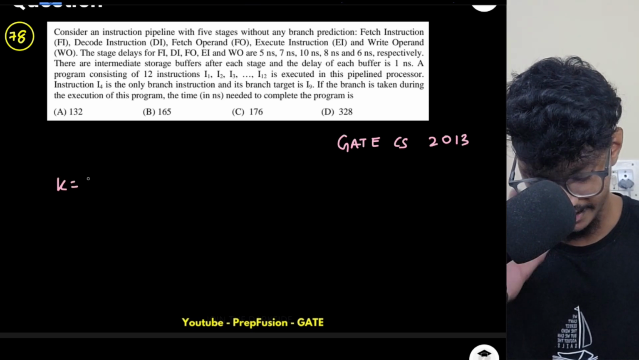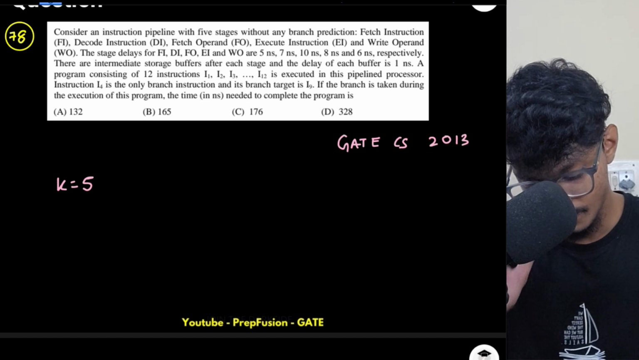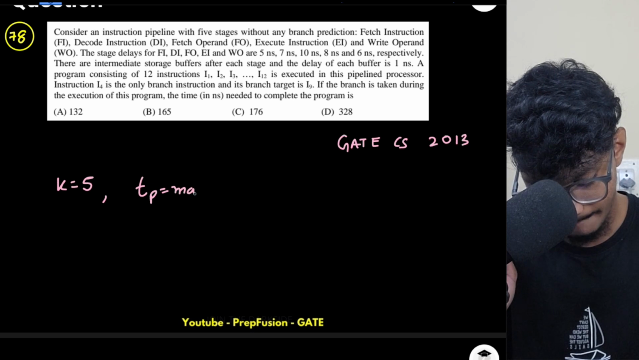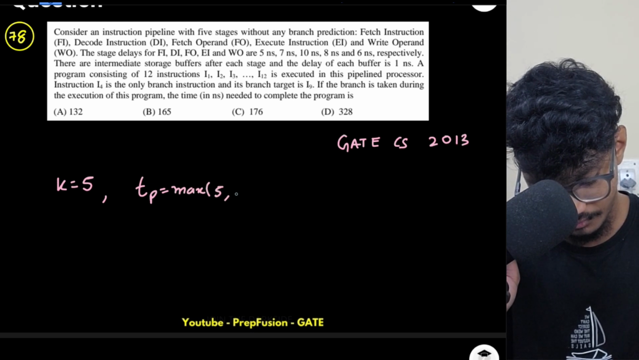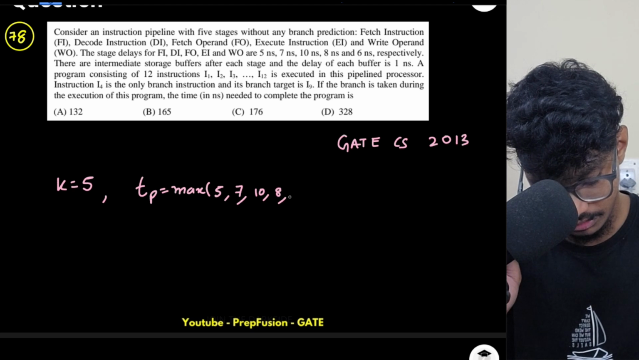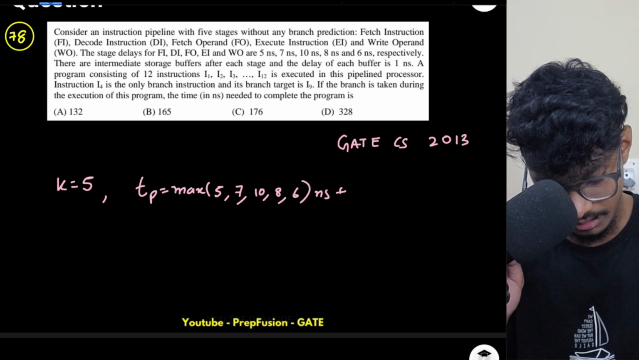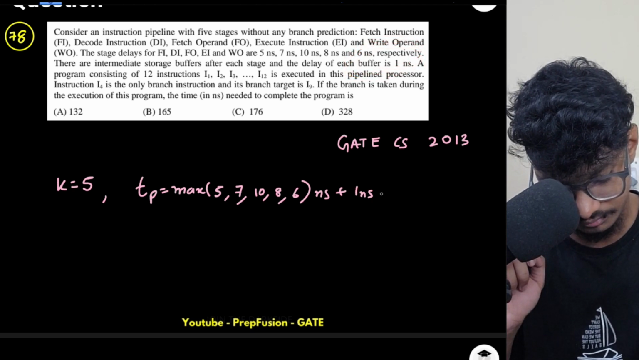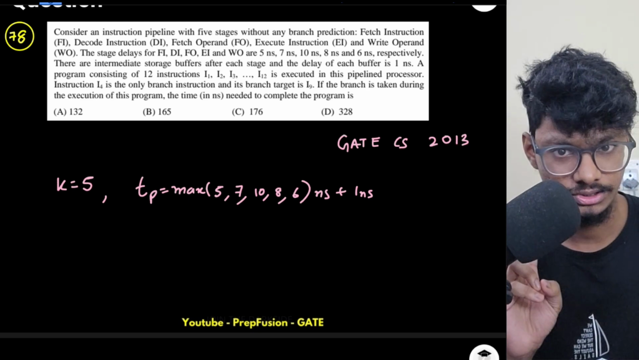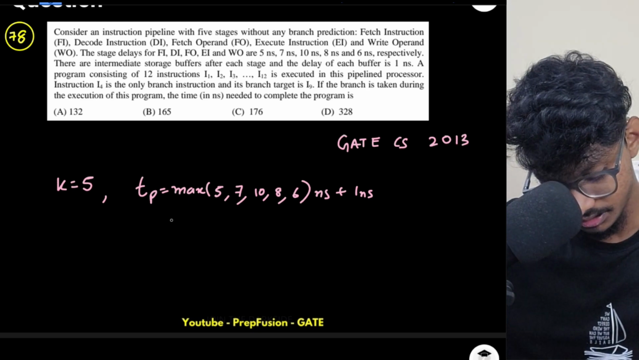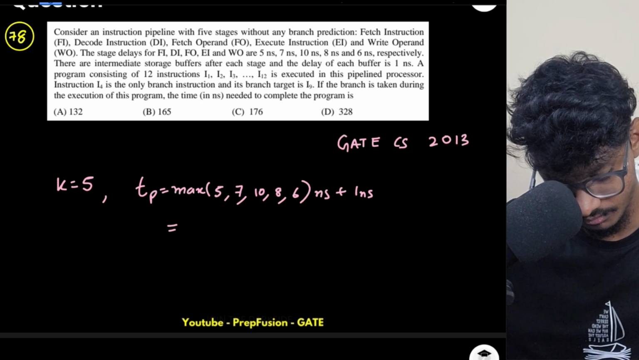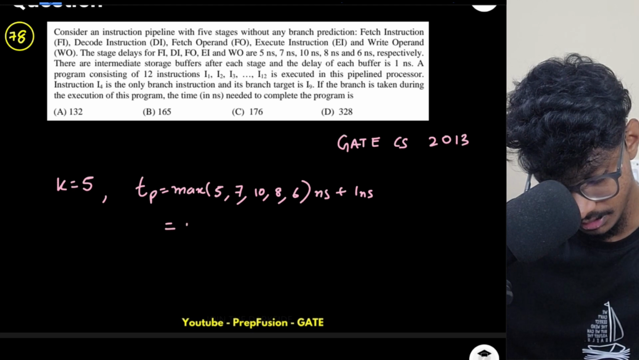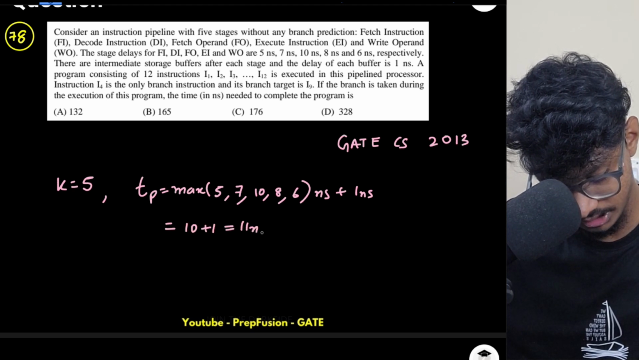My K is 5. It is a 5-stage instruction pipeline and it doesn't have any branch prediction, and my TP will be max of 5, 7, 10, 8, 6 nanoseconds plus the register delay, right? What is the register delay? Delay of each buffer is 1 nanosecond. And I have 12 instructions. So this will be 10 plus 1, so this will be 11 nanoseconds.